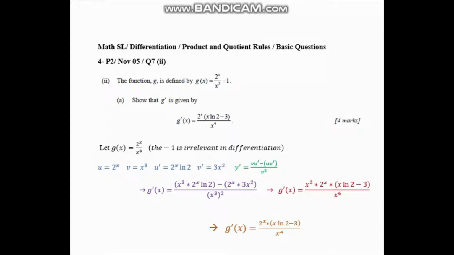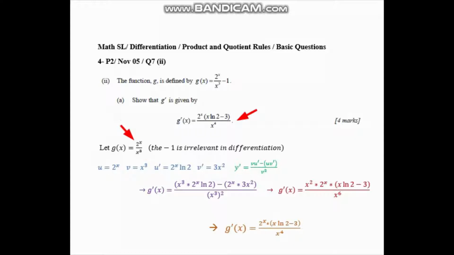So this is what we call a show that question, where the required final answer is actually given to you right there, and you're required to differentiate the original function to reach this function. So we're going to assume that the original function is actually just 2 to the power of x over x to the power of 3, simply because the minus 1 part is going to vanish when we differentiate because 1 is a constant. So we're just going to assume that the first part is the function we're interested in, and that's quite fine to do.